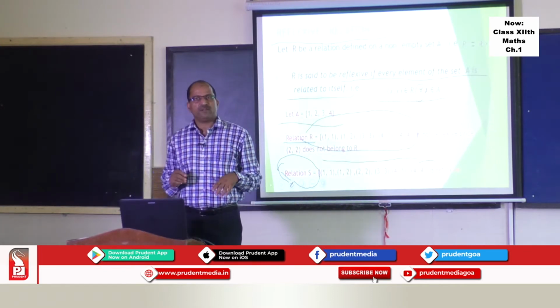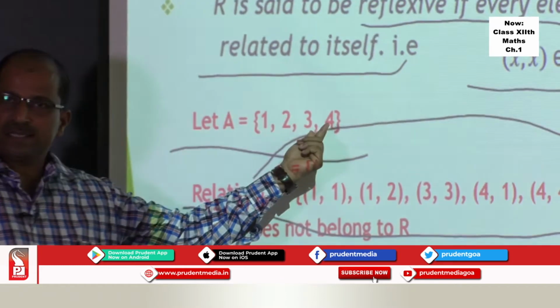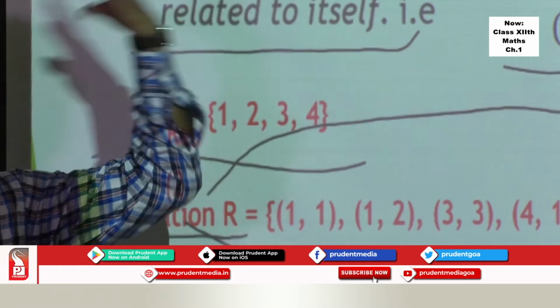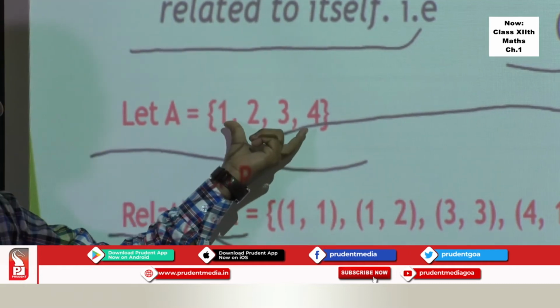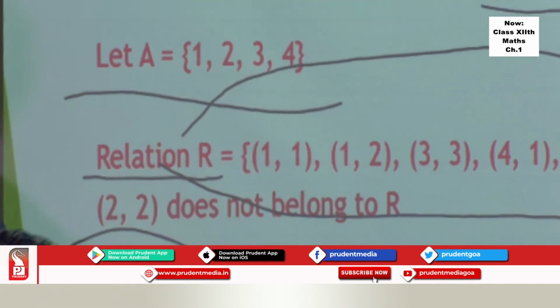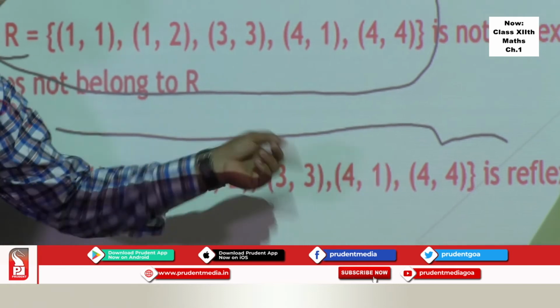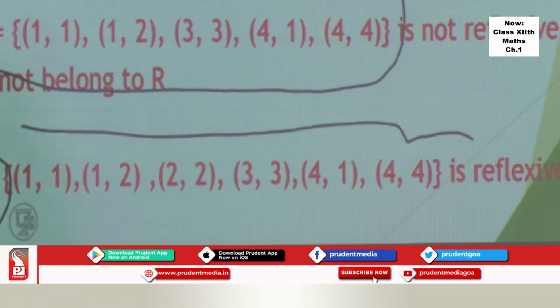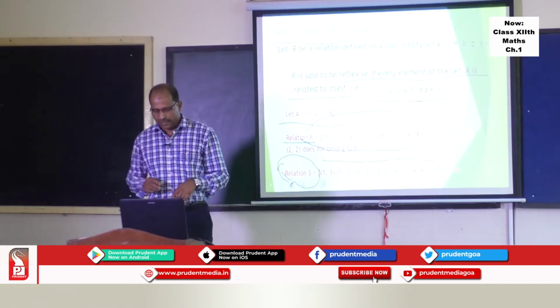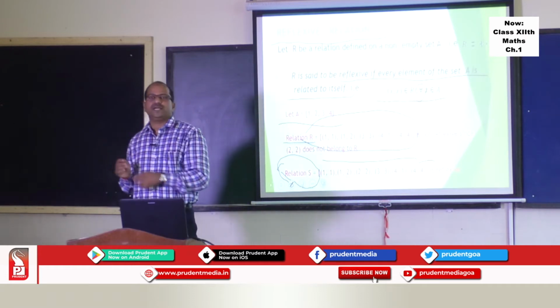You know why (5,5) is not required? Because the parent set does not have element 5. We are bothered about only these 4 elements here. So 1 is related to itself, 2 is related to itself, 3 is related to itself, and 4 is related to itself. This relation is called a reflexive relation.